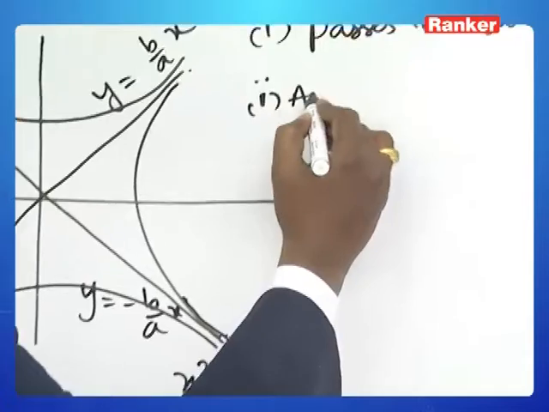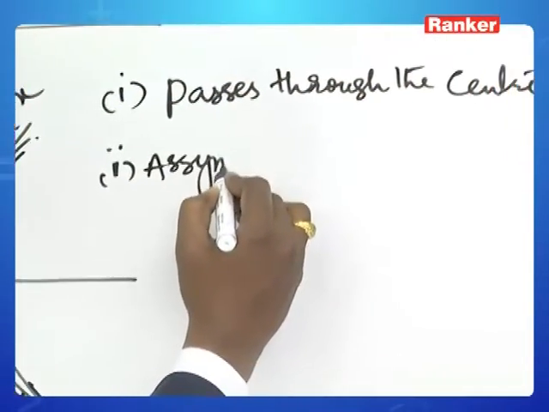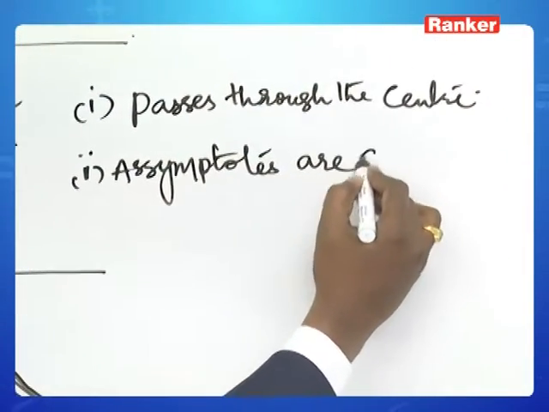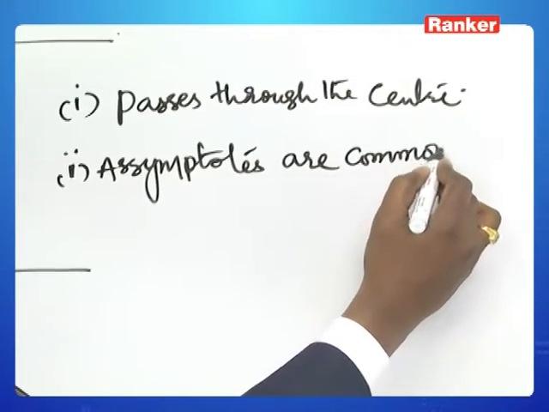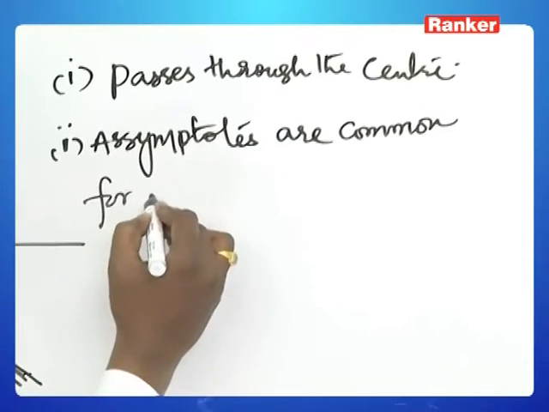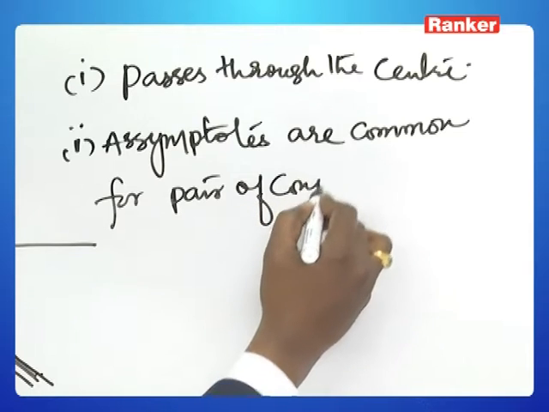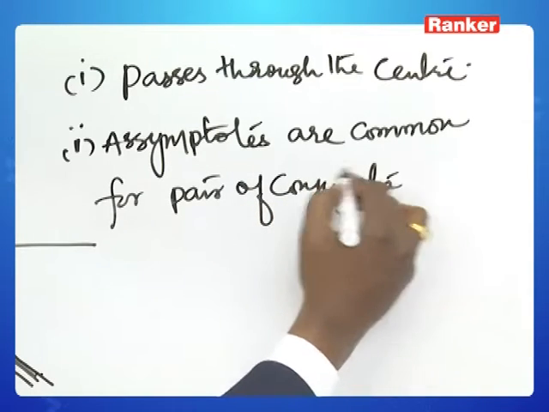So asymptotes are common for a pair of conjugate hyperbolae.